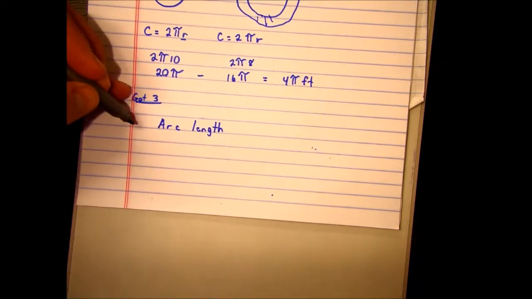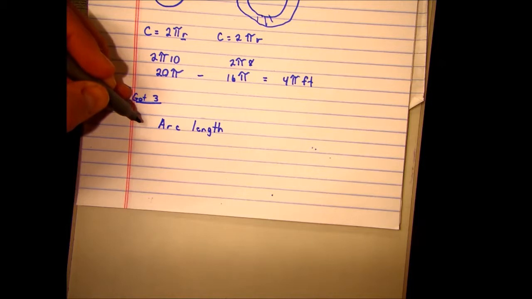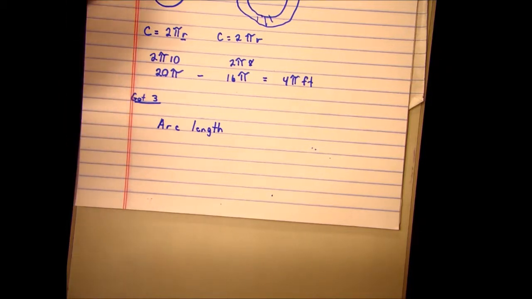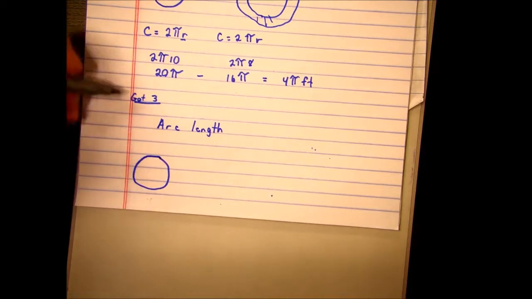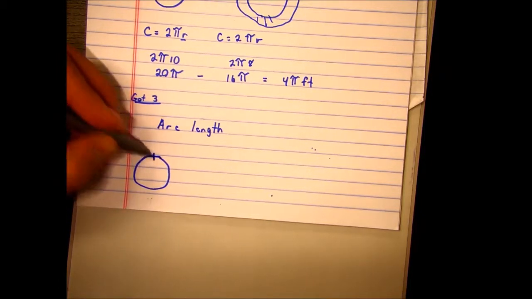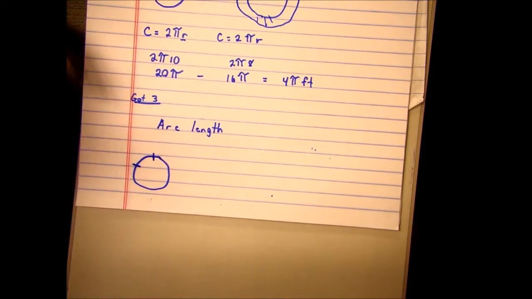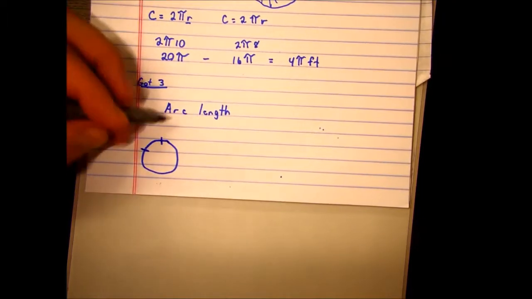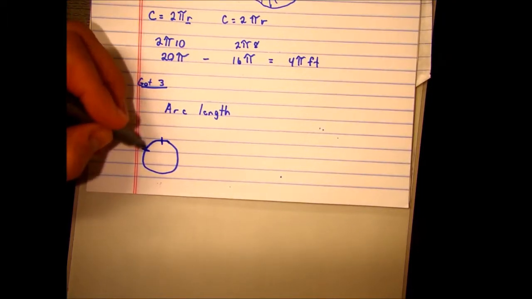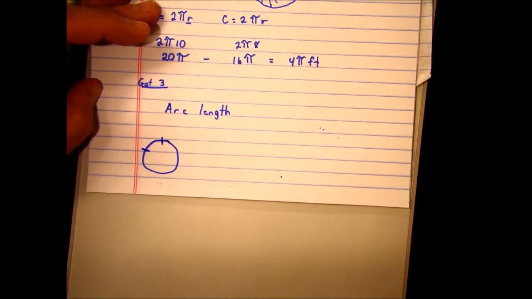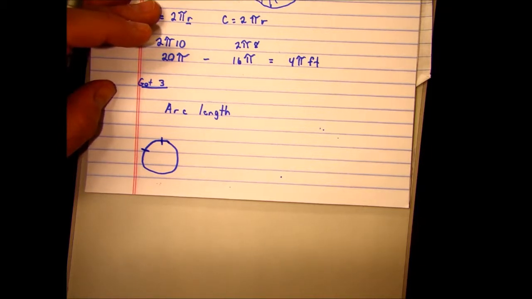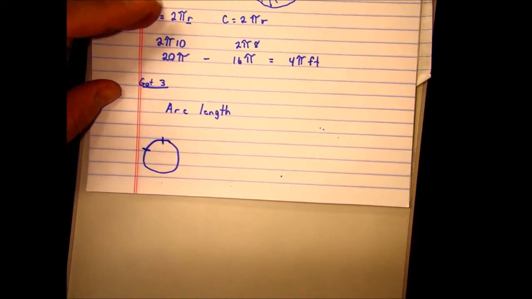Notice the measure of an arc is always in degrees. Arc length is the distance or piece of the circle. So in other words, I'm trying to find the distance from one piece to another piece. Right here, I'm finding the distance. Now, it involves finding the arc measurement. It's a percentage of the circle.